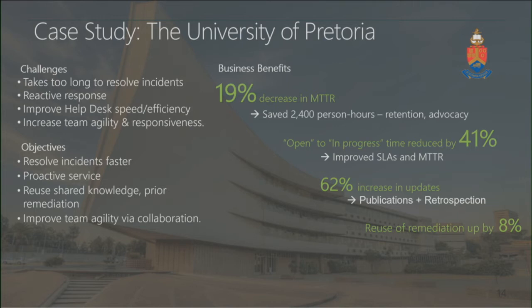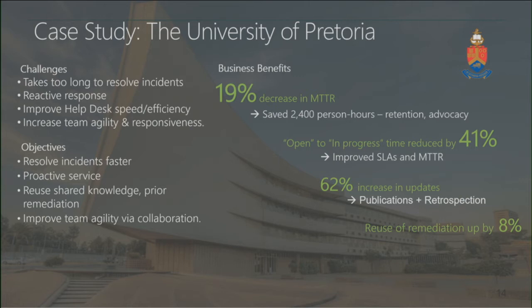By harnessing the power of collaboration and visibility, along with chatbots, in about 6 months of deployment, University of Pretoria was able to reduce their mean time to repair by a significant number, 19%. As you can see, many other KPIs were reduced as well. Upwards of about 2,400 man-hours saved in IT, as well as the number of tickets open to in progress was reduced by about 41%. And that's really important because that's collaboration right there.